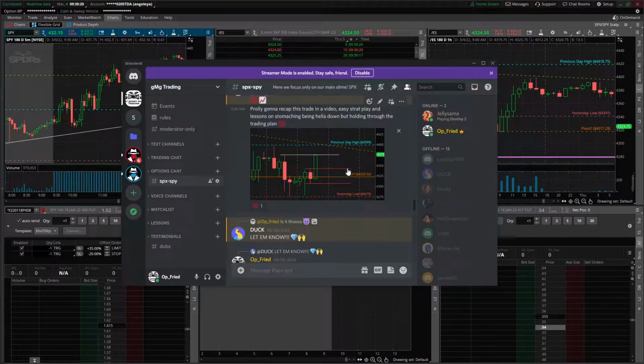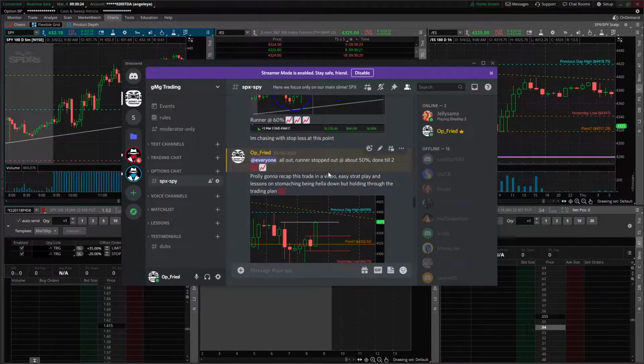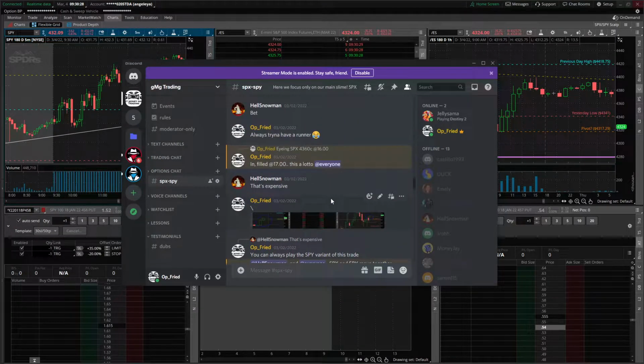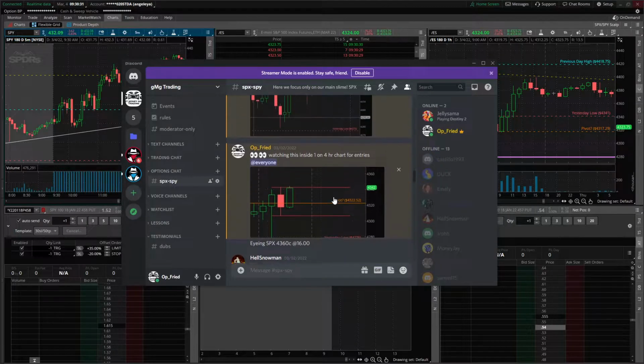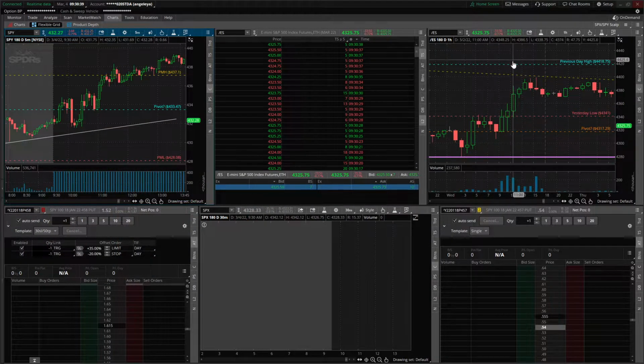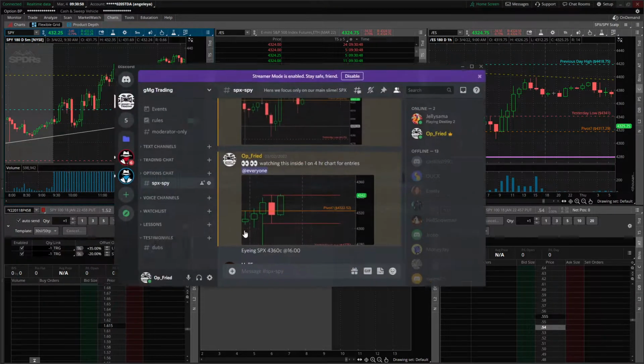But we were watching this hourly inside one, I think is what I told the team. Yeah, see, watching inside one on the 4-hour chart for entries, right? So I was watching for a break right here, and as soon as that broke, we went up, right? It did break and I got in, and actually this big red stepped up when I got in that play, and I was down.